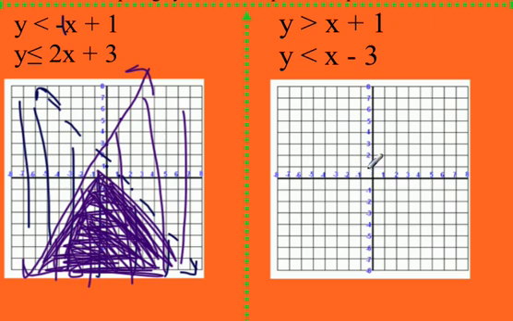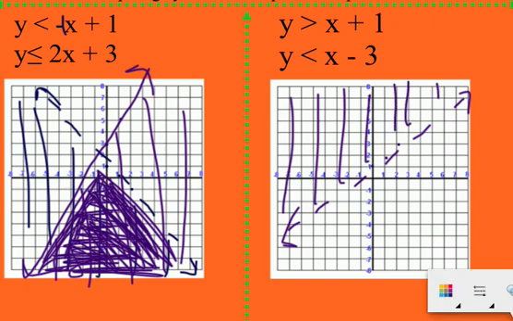We're crossing the y-axis at 1, and then our slope is up 1 over 1, up 1 over 1. For that one, I'm going to use a dashed line because there is no line underneath it. Now, the alligator's facing the y, which means I need to shade up. So I'm just going to lightly shade up.